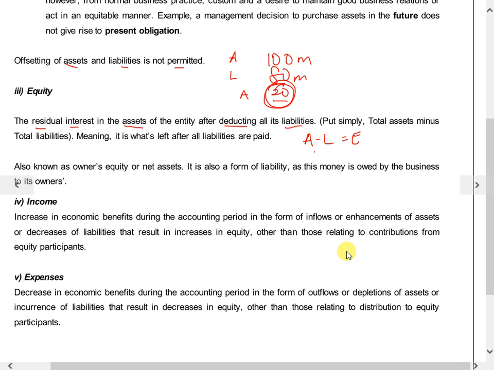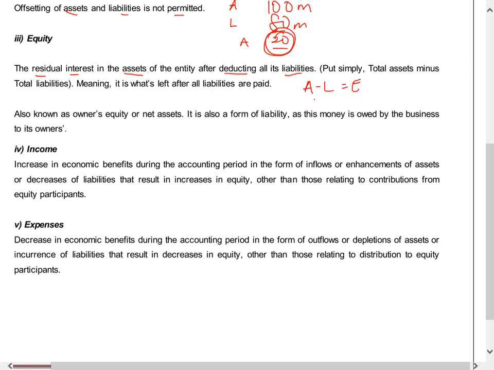Income and expenses. Income is an increase in economic benefit in the form of inflow or enhancement of asset, or decrease in liability, other than contribution from equity participants. Equity participant is like your share capital.